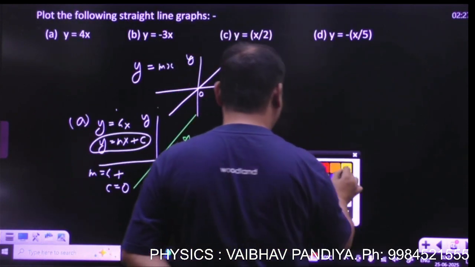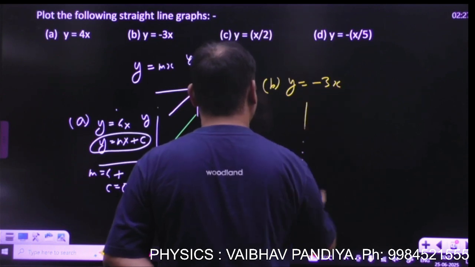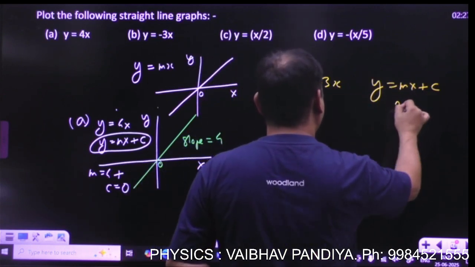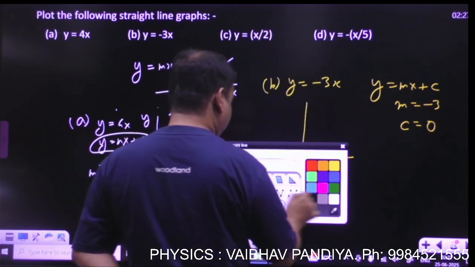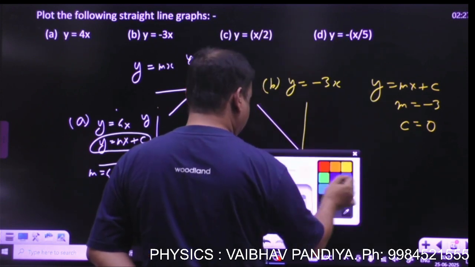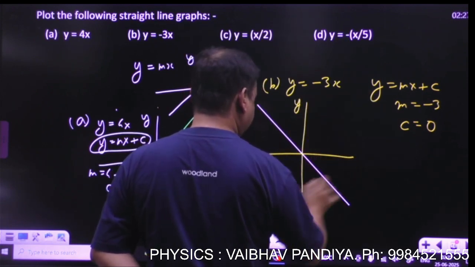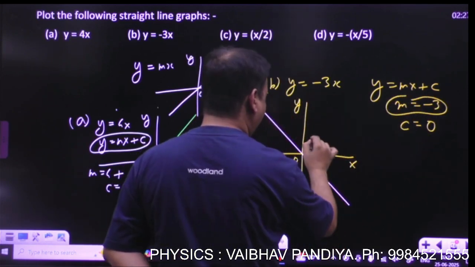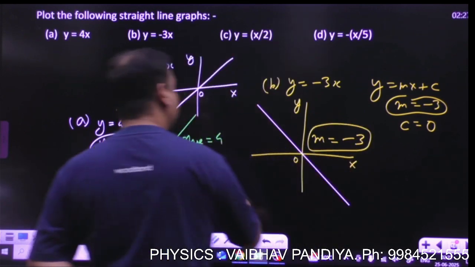Now B. y is equal to minus 3x. If you compare it with the standard form mx plus c, m is coming to be minus 3, c is coming to be 0. So again the graph will pass through the origin because the value of c is 0, and since the slope is negative, it will go downward. Slope is minus 3. Okay.